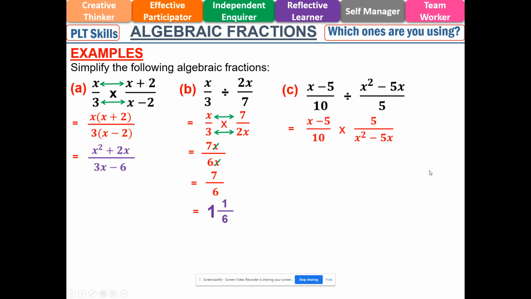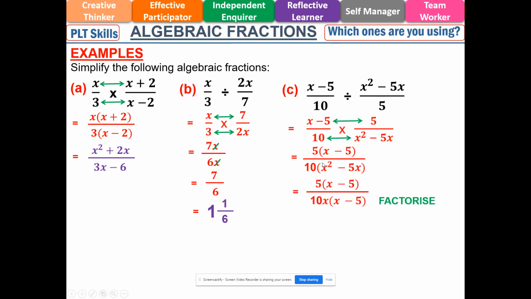Here are the answers. x minus 5 over 10. Inverse of divide is multiplication. The inverse of x squared minus 5x over 5 is written as 5 over x squared minus 5x. Now we multiply the numerators and we multiply the denominators.